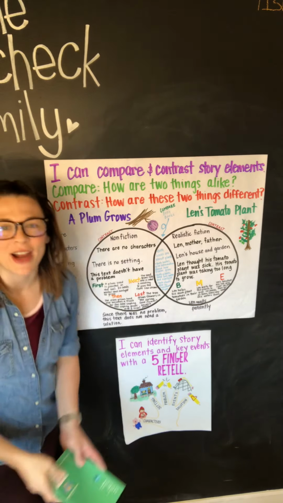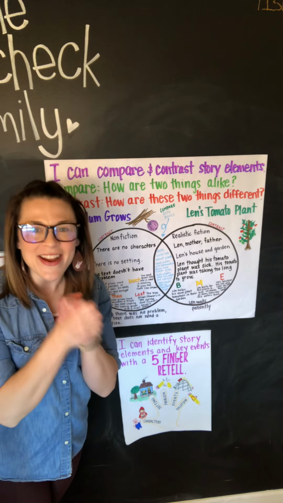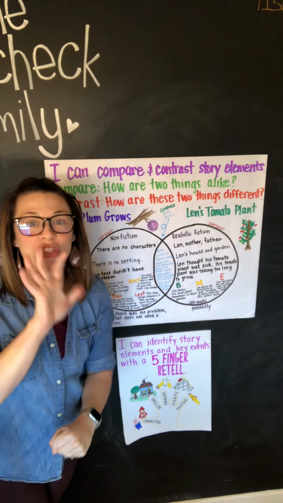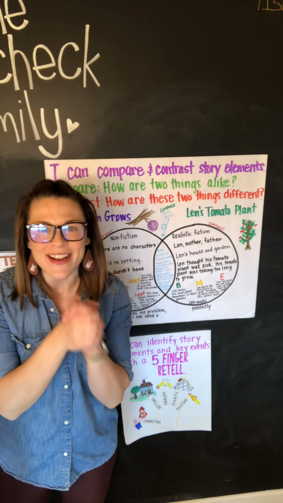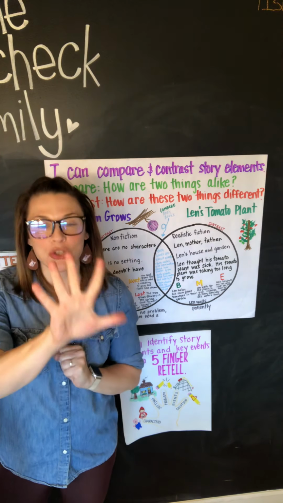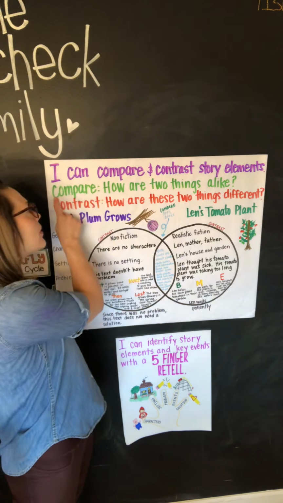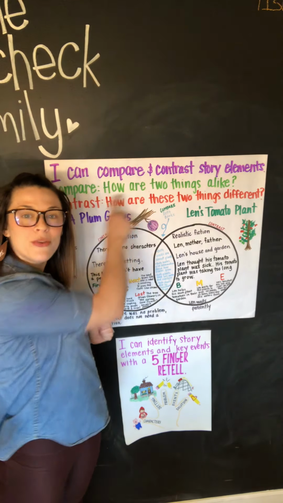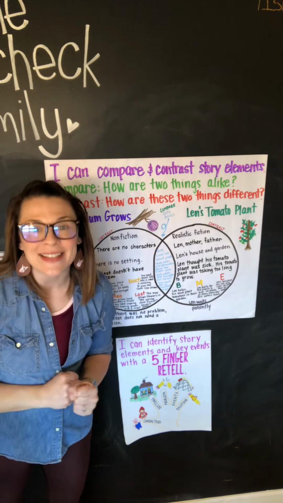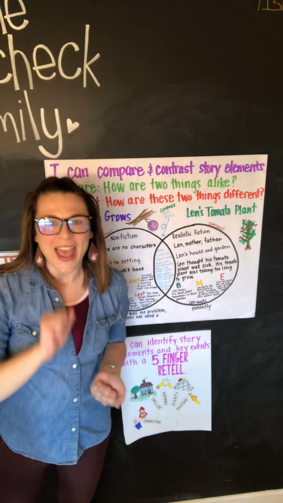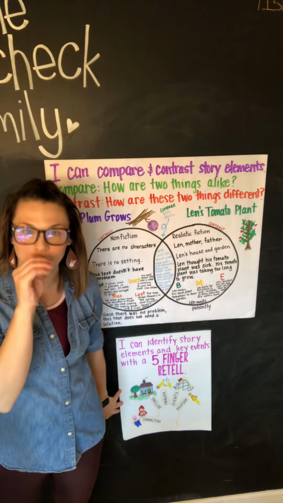So right here we have our I can statement. I can compare and contrast story elements, okay? I can compare and contrast story elements. And I say compare like this because when you compare, you find out how 2 things are alike. And when you contrast, you find out how those things are different. And I put a 5 for our story elements because that reminds me of my 5-finger retell.